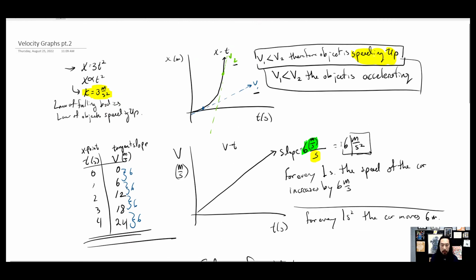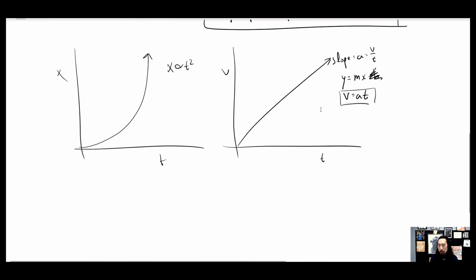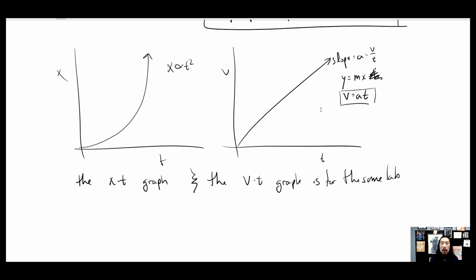Now, if you've been noticing, these two values, the 3 meters per second squared and the 6 meters per second squared, I highlighted the 3 and I highlighted the 6. So here's something important. This graph, the xt graph, and the vt graph are for the same lab. This is very important because if you remember from the previous video, we said the xt graph and the xt squared graph, we found that the equations or the formulas were the same. In fact, the formula was x is equal to 3t squared. This formula was the same for both graphs.